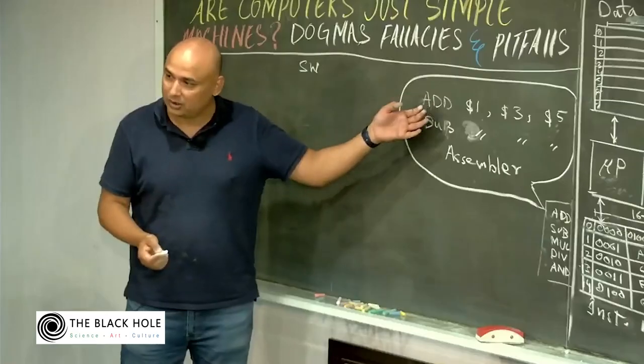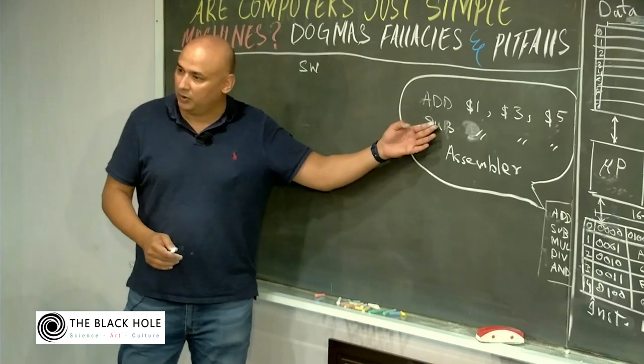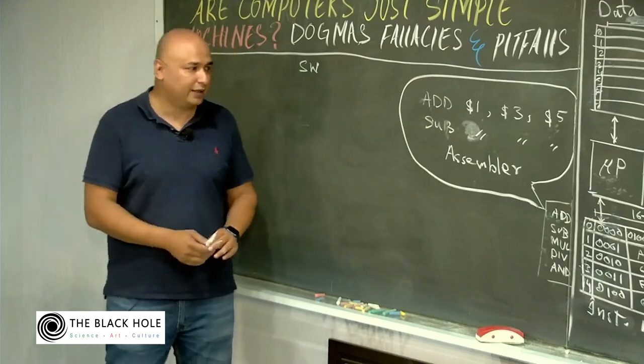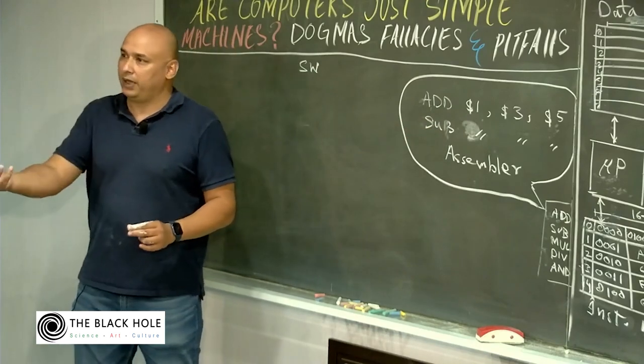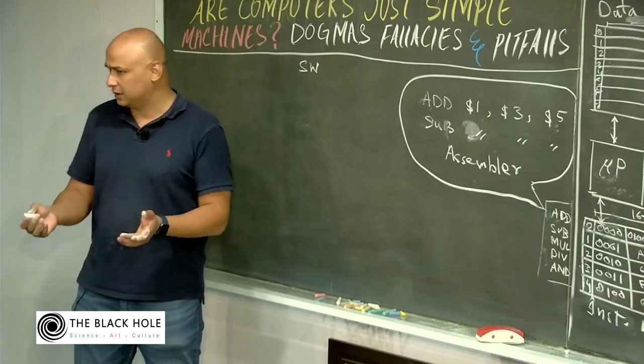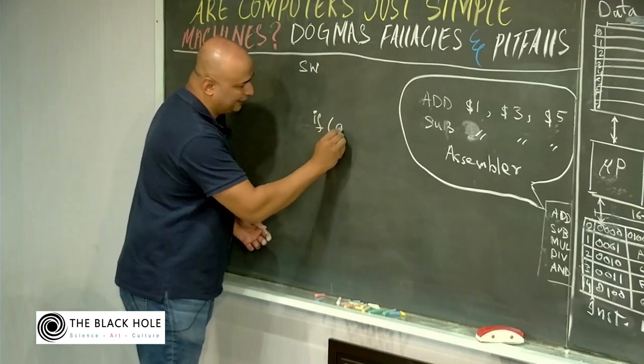But then when we talk about language, there come the languages. Assembly is also a language. This is assembly language, and we have other forms of languages. One step up is the C language or C++, where we write more the way humans communicate with each other, like if, else, or okay. So we can write if A is equal to B.